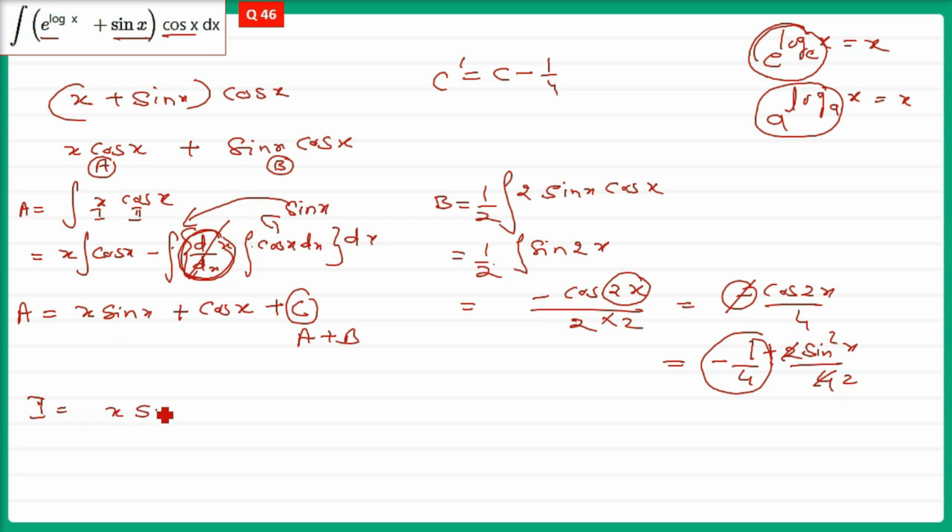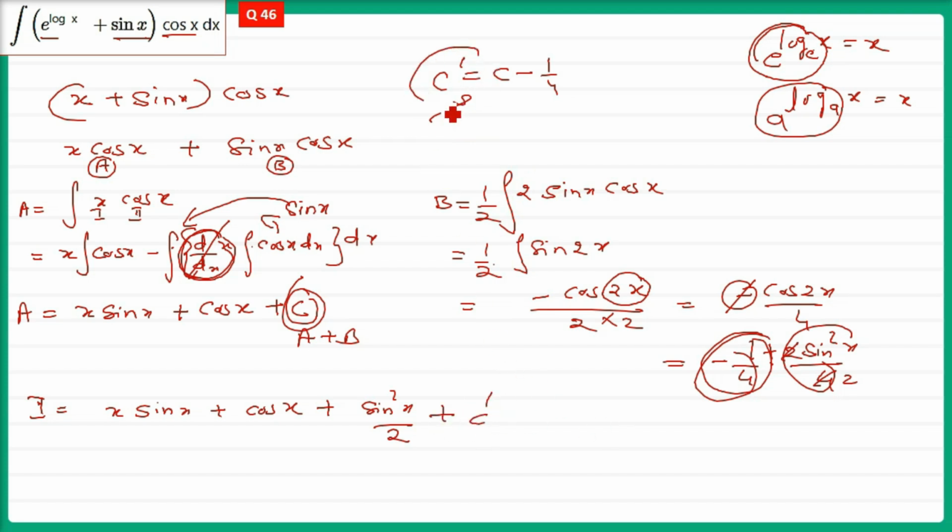Now let's combine them or add them. So x sin x plus cos x. Now sin square x by 2. So let's write sin square x by 2. And since we have c from a and negative 1 by 4 from b, we combine them and call them c prime. So this is c minus 1 by 4. This is your final result.